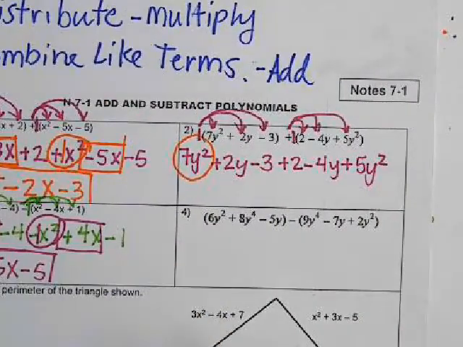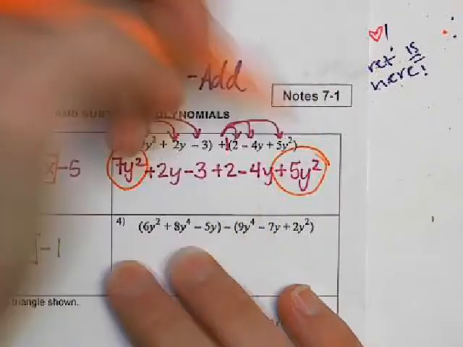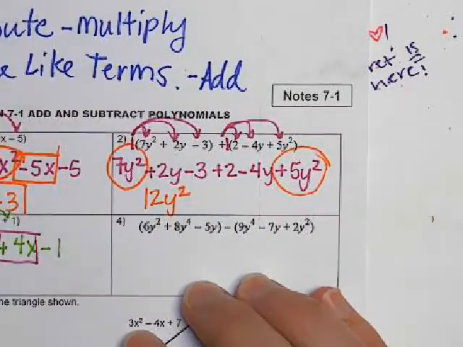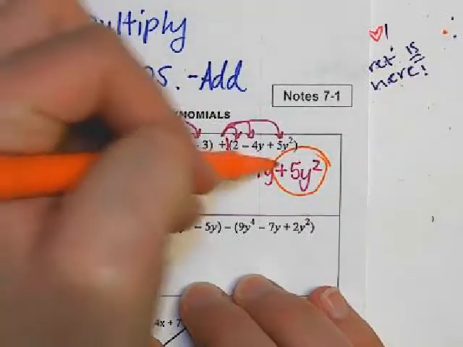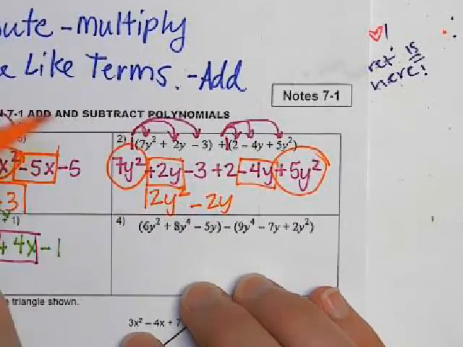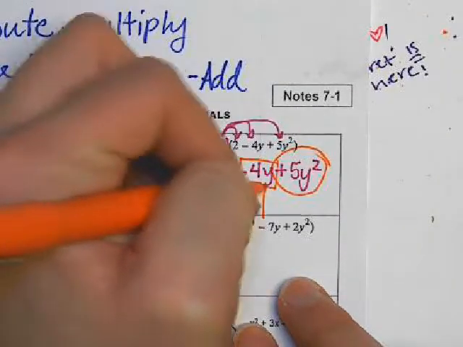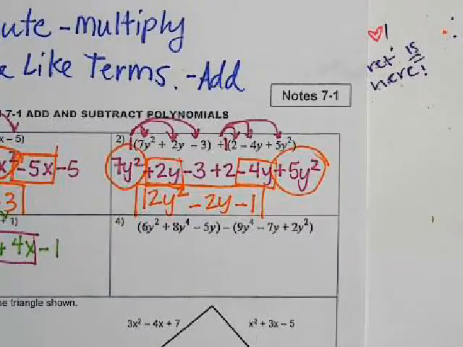Okay, so what's like terms with 7y squared? 5y squared, and you're adding 7 plus 5 gives you 12y squared. Then you should have, box 2y. What goes with 2y? Negative 4y, which gives you negative 2y. Then you're left with negative 3 and 2, which gives you negative 1. And there's your answer. 12y squared minus 2y minus 1. How do we do? Got it?